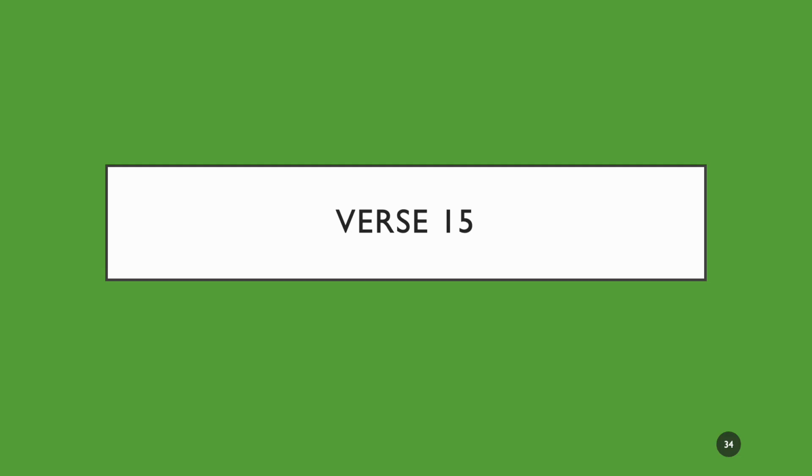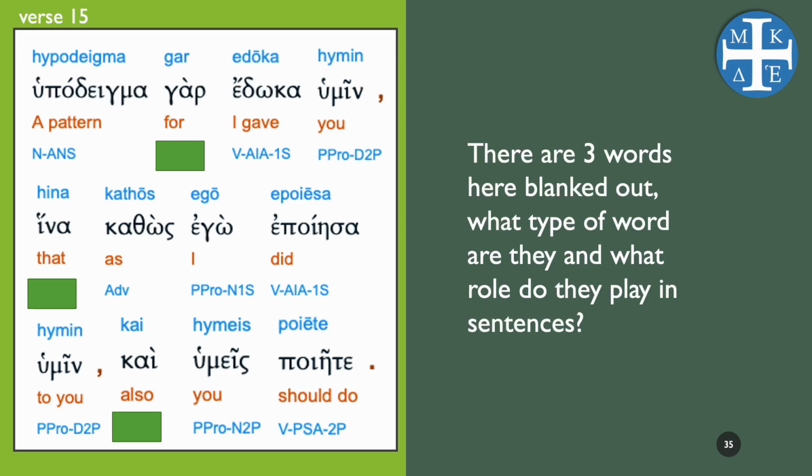Let's move on in the text and look at verse 15. Now, I've blanked out here the parsing for these words. Let's see if you can work out what type of word they are. Hypodeigma gar edōka humin, for I gave you a pattern. Hina kathōs egō epoiēsa humin, that as I did for you, kai humeis poiēte, as also you should do.